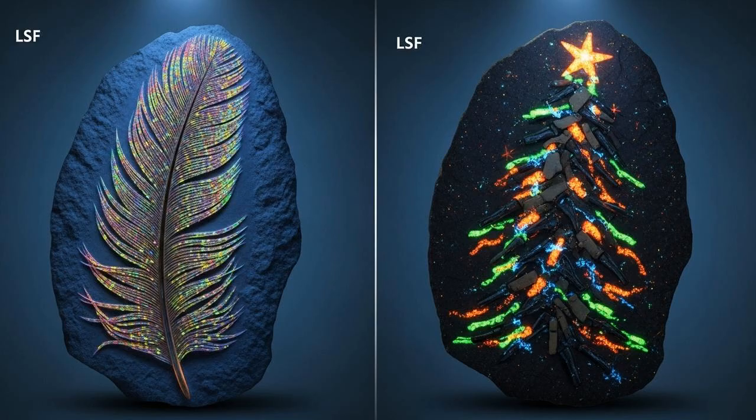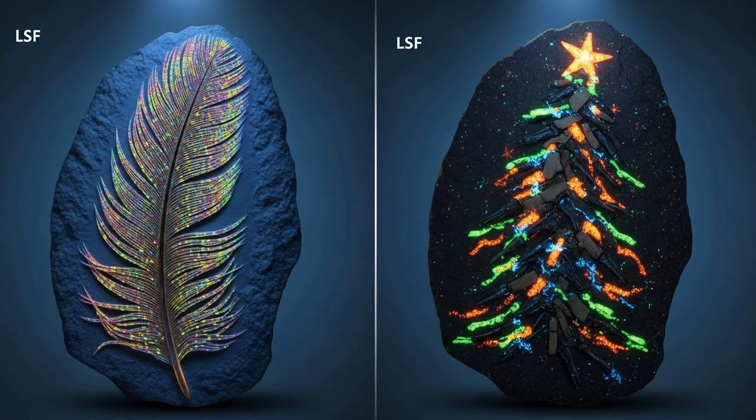But it gets even better. LSF can illuminate the faint chemical traces left behind by soft tissues like skin and feathers. In one amazing case, LSF revealed the microscopic interlocking barbules on fossilized feathers, details that were completely invisible under normal light. Without it, scientists might have drawn the wrong conclusions about how feathers evolved.